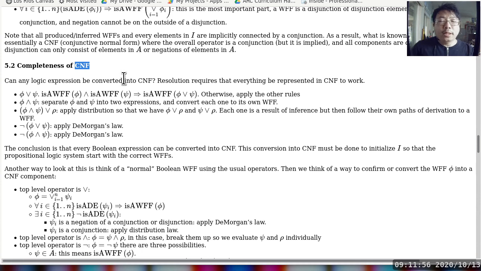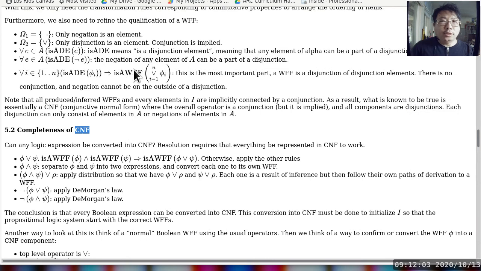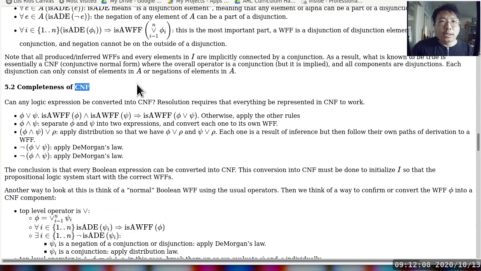Look at it this way. It is a conjunction of well-formed formulae under this new management style. So if you just give me a bunch of well-formed formulae under this new qualification, then the conjunction of those well-formed formulae will be considered a conjunctive normal form. The full definition of conjunctive normal form, or CNF, is defined here. I'll just quickly go over this.